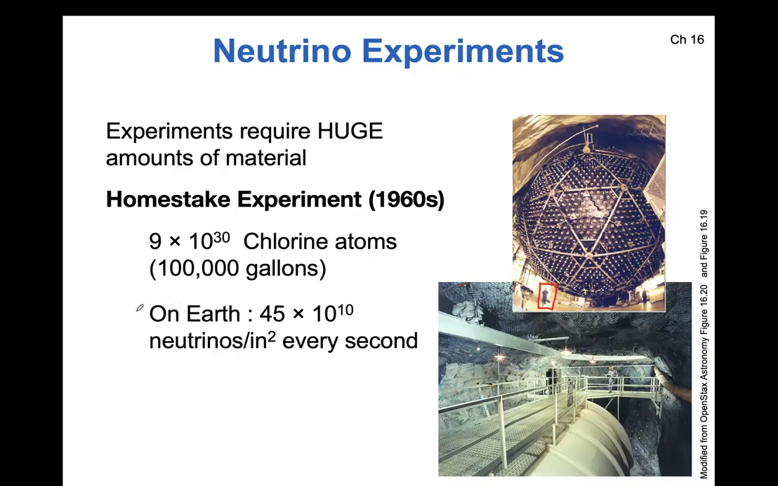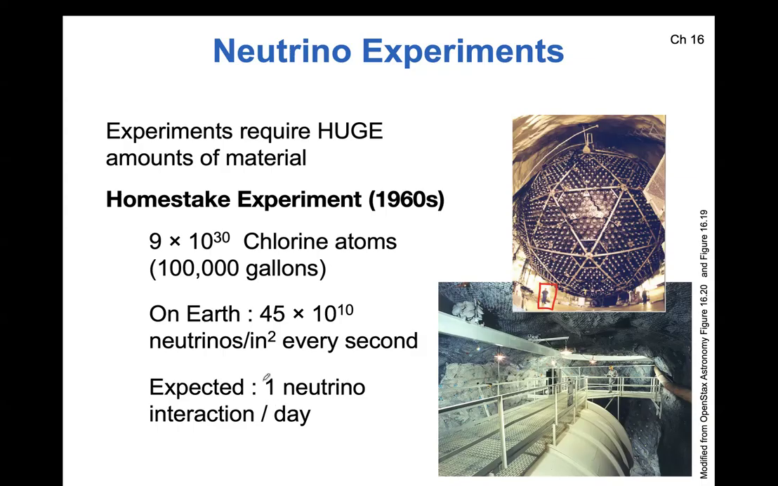To just go back to the numbers here and the thing about neutrinos, right, is that we have about 45 times 10 to the 10 of them per square inch every second. So there's a huge number of these neutrinos just passing through us, the planet, at any given second. Huge, huge number. Okay. But only one of them interacts per day.